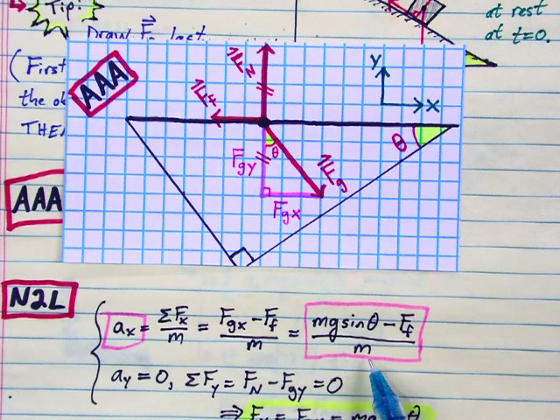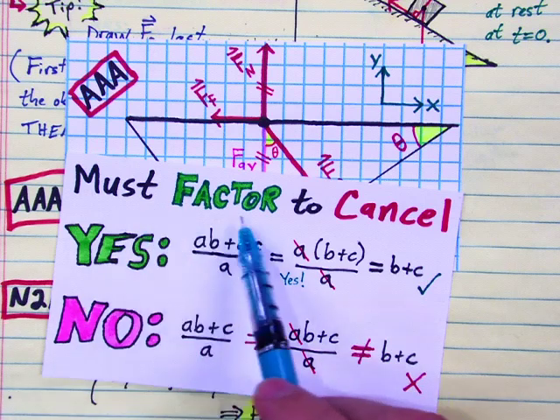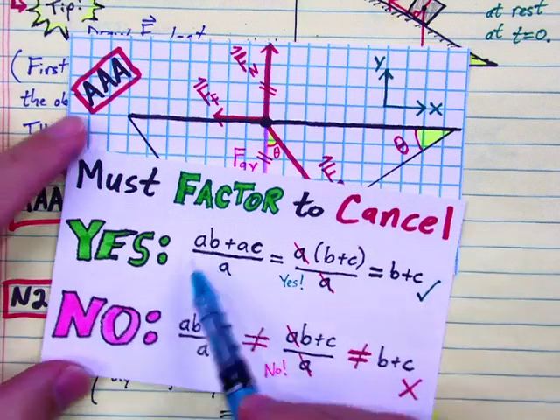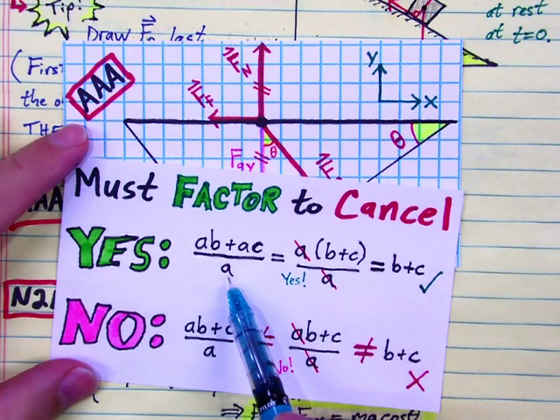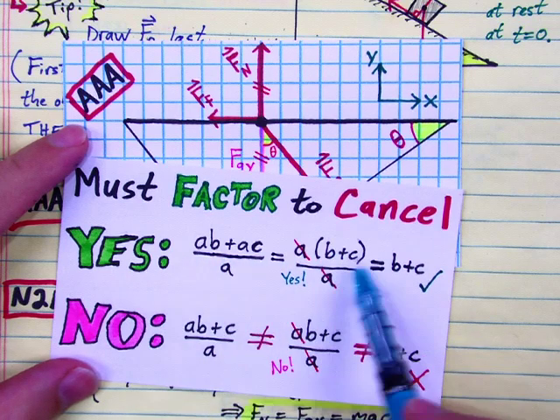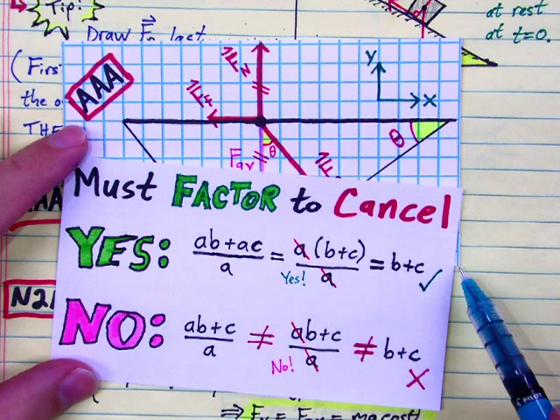And I have to warn you about a common mistake that is made with an expression like this. There's an m and an m, so there can be a temptation to try and cancel them. But you must be able to factor an expression before you're able to cancel. So, for example here, if you have ab plus ac over a, I can factor out an a from both terms in the numerator, and if I can factor it out, then I can cancel that a with the a in the denominator. All good.